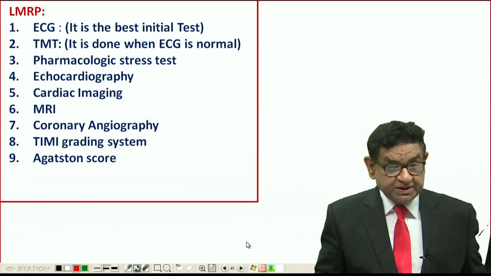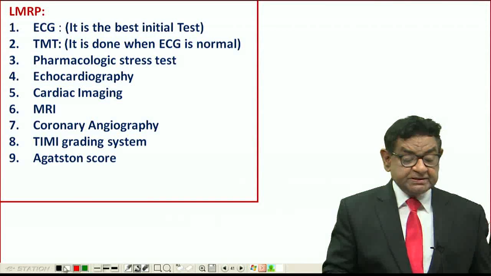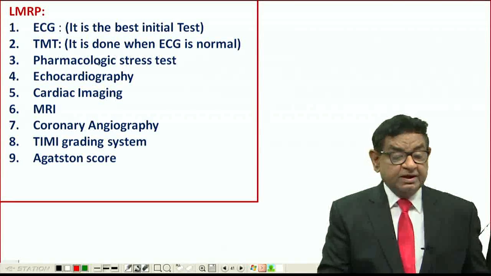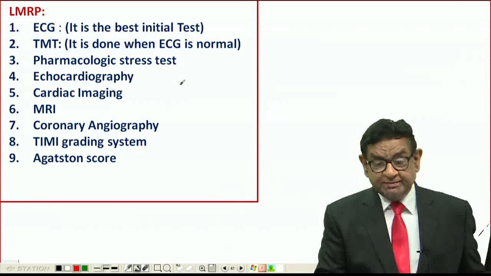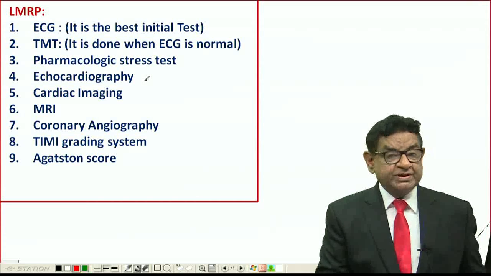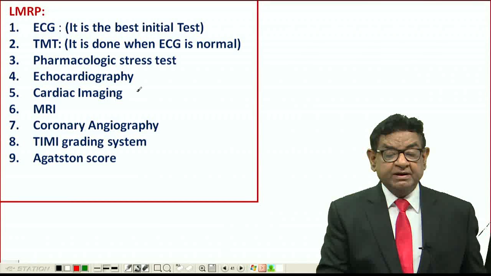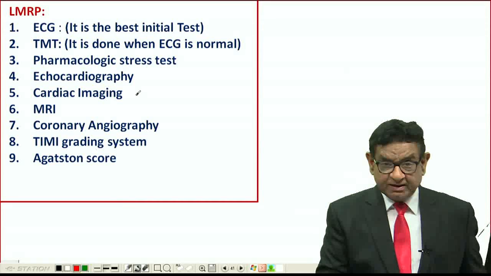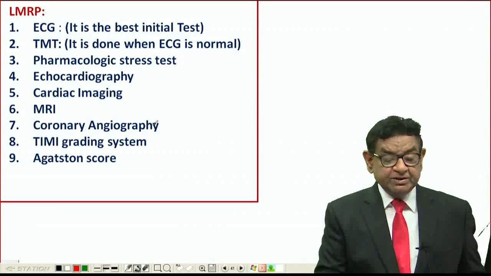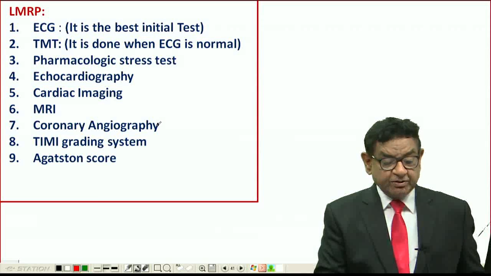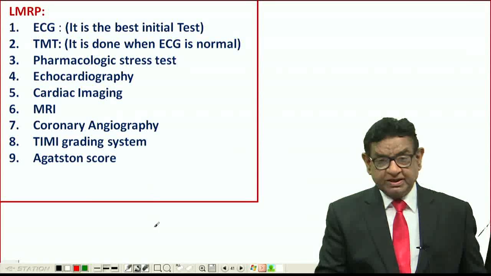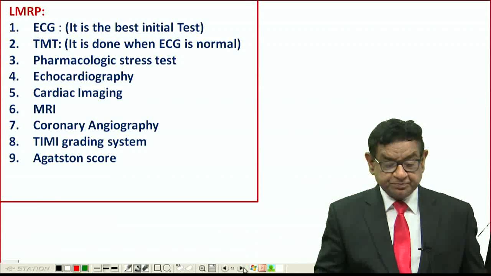Now, last minute revision point: ECG is the best initial test. TMT is done when ECG is normal, and in those patients who are not able to run, we do pharmacological stress tests, and after that echo, which indicates regional wall motion abnormality. Cardiac imaging is done by thallium scan, and we do cardiac MRI. Angiography is the most confirmatory and most accurate test. TIMI grading system is to look for the flow, and Agatston score is to look for the calcification.